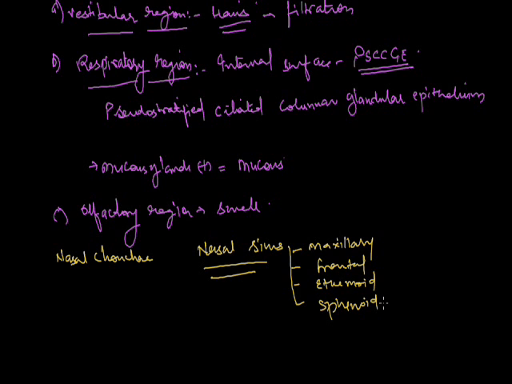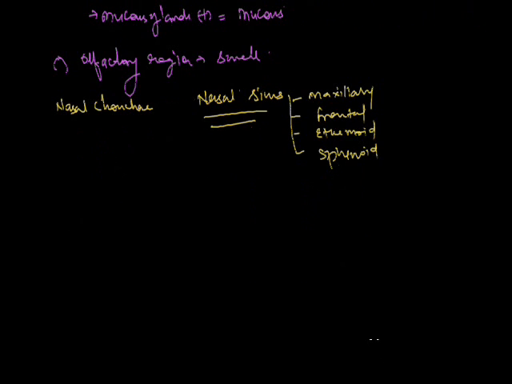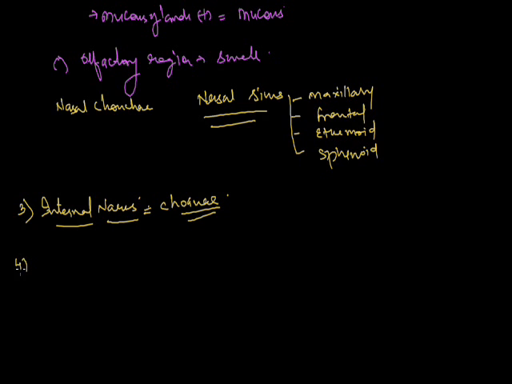Once the air has reached the nasal cavity and passed through all these regions, it will further move to the next part of the respiratory tract, that is the internal nares. We can say that the nasal cavity is opening into the internal opening, that is the internal nares. And this internal nares is also known as choanae. The internal nares are opening into the pharynx.